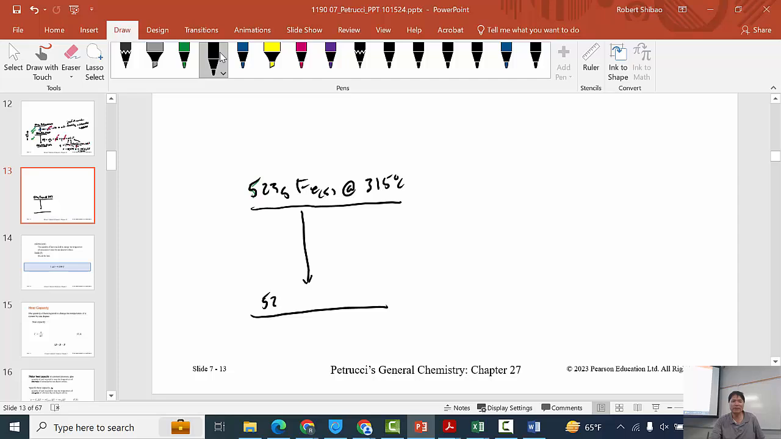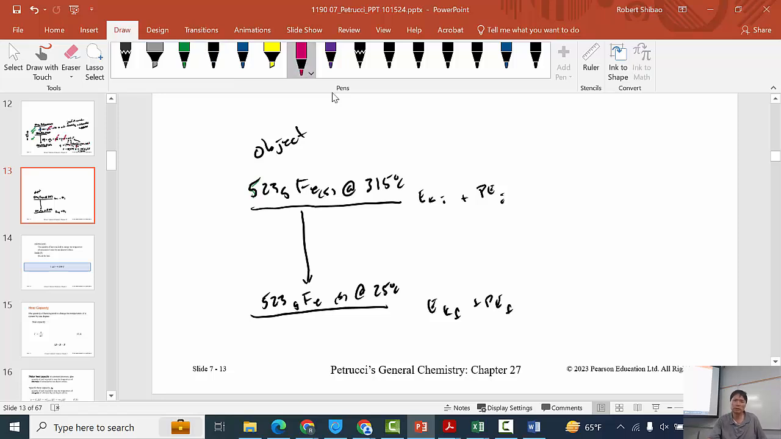And so here, we're still going to have 523 grams of iron, but let's say we cooled it down to room temperature at 25 degrees C. So this is an object. When we think about an object, then we think that the kinetic energy initial and the kinetic energy final are going to be different. But the potential energy initial and the potential energy final will be the same. So these are equal. These are not equal.